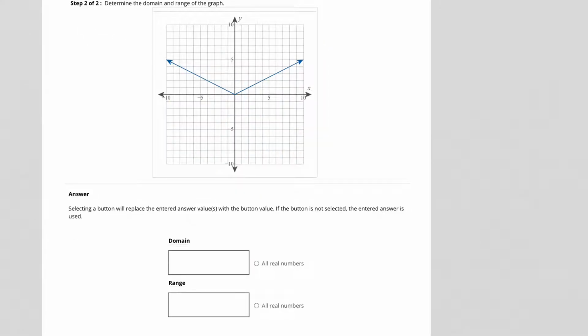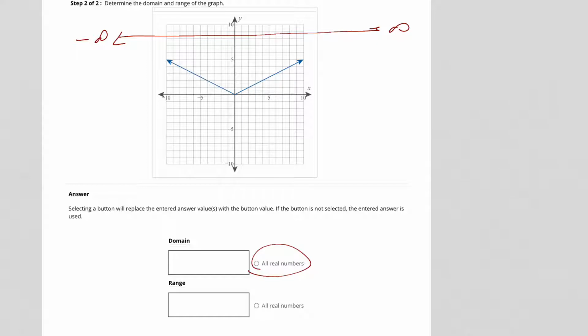Step 2 of 2 is, once again, determine the domain and range of the graph. I read my graph from left to right for domain. So this is a V-shaped graph. It's opening upward, so it's going to keep extending forever to the left and right and forever upward. So when I'm looking at the domain, reading from left to right, again, we're going from negative infinity to positive infinity here, which is all real numbers.